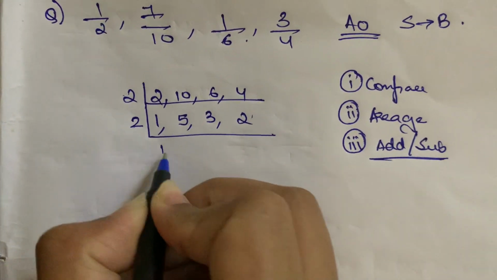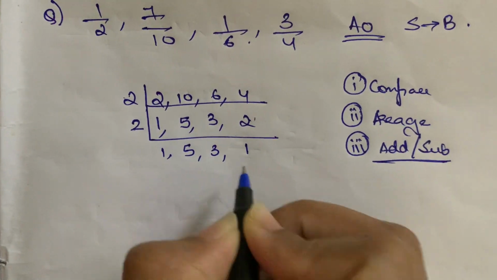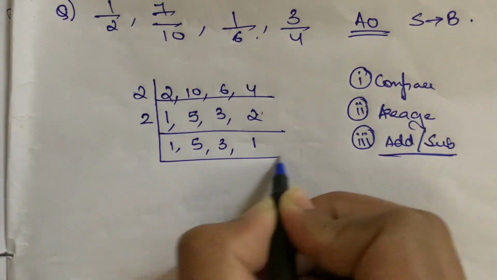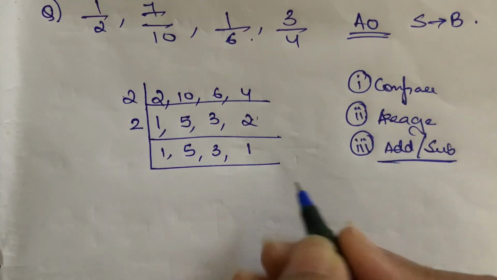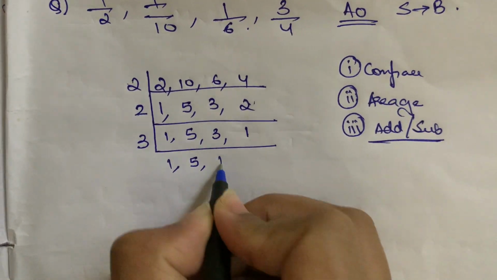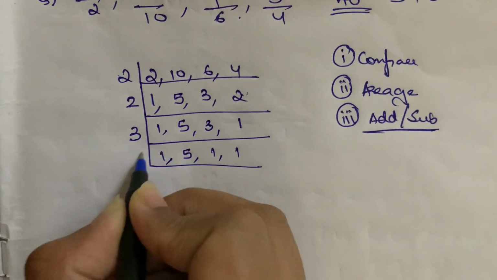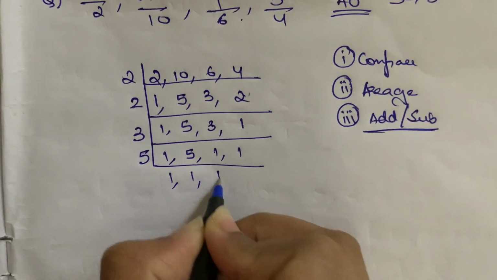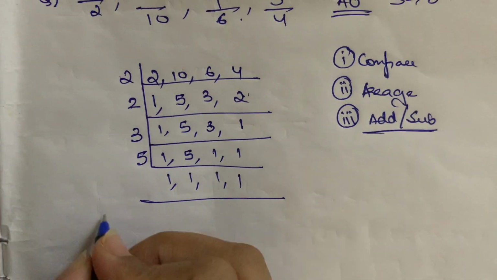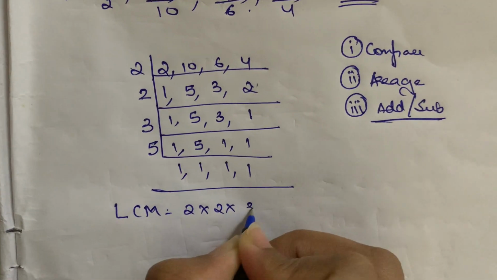So 2 ones are 2, times 5. Then 3, 2 ones are 2, 5 and 3, I have to do it individually. After 2, the next prime number is 3, so I'll go with 3 only. So 5 remains as it is, undisturbed, and 3 ones are 3, it has become 3, and then 5 again. 5 ones is what I get. This is the end. So here the LCM is 2 times 2 times 3 times 5.